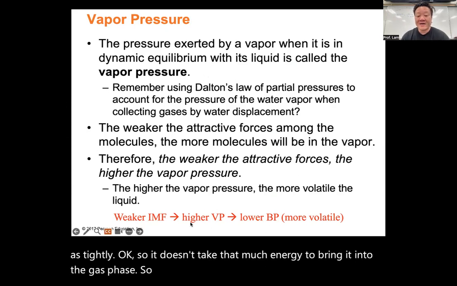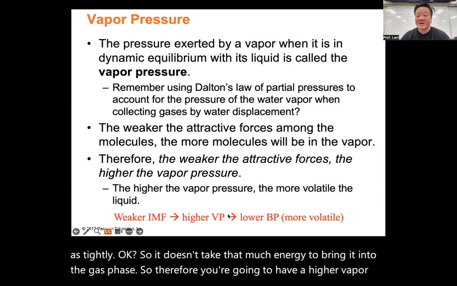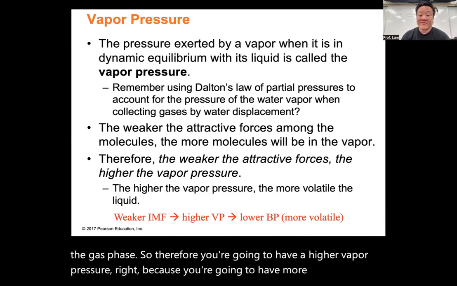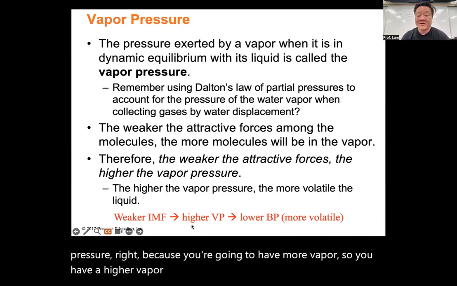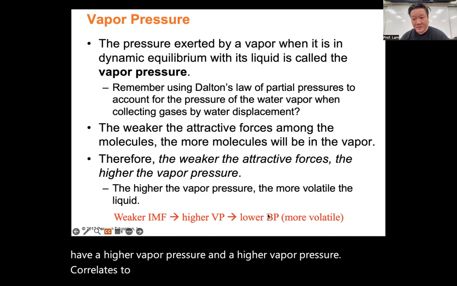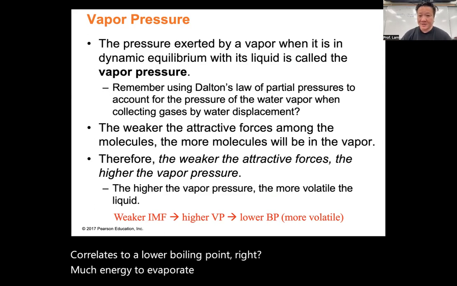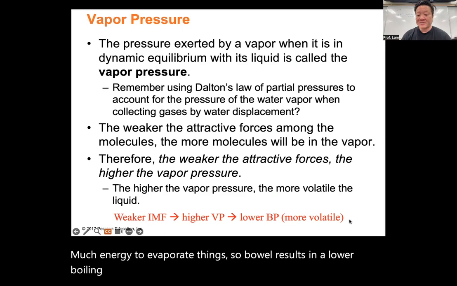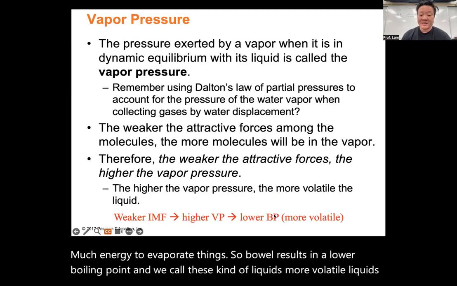So therefore, you're going to have a higher vapor pressure, right? Because you're going to have more vapor. So you have a higher vapor pressure, and a higher vapor pressure correlates to a lower boiling point, right? Because you don't need as much energy to evaporate things. So that will result in a lower boiling point. And we call these kinds of liquids more volatile liquids, right? Then the opposite's true, right?